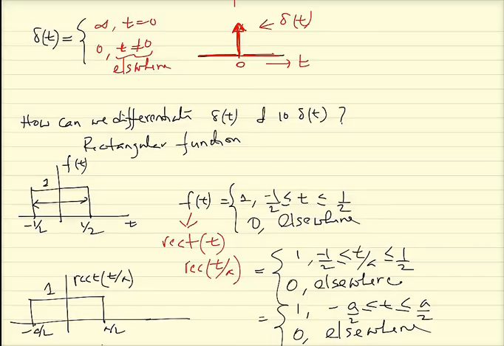Again, you get a very high magnitude spike at a very short duration, and in this case, for delta t, the duration is at t equal to 0. So you can say that the location of the impulse for delta t is at 0, right?